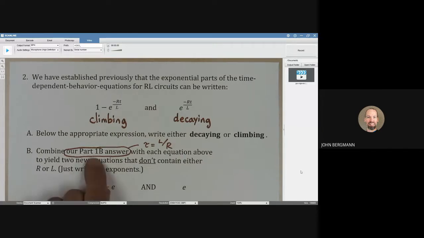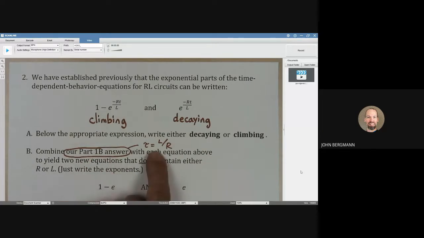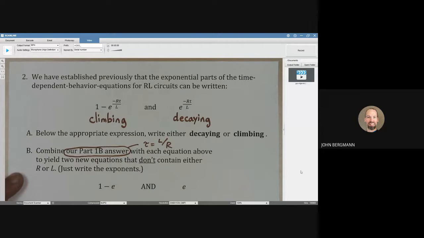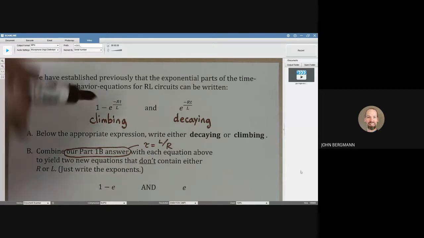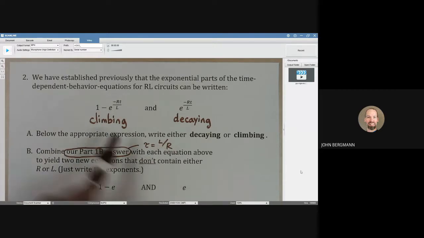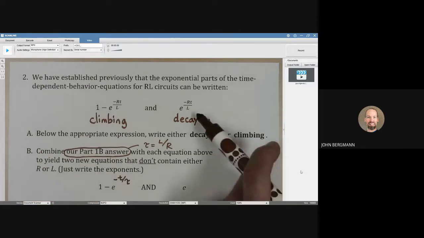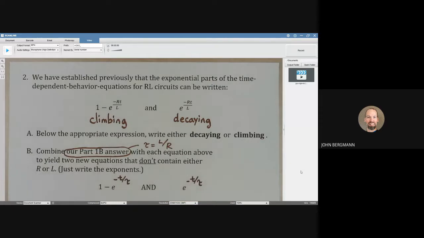So let's combine our part 1b answer, which I've rewritten here, with each equation above to yield 2 new equations that don't contain either R or L. Let's just write the exponents. If we put those in there, it looks like we're going to get 1 minus e to the minus t over tau, and this one has R over L, so it looks like my tau is going to end up in the denominator here. How about here? Same thing, like that.